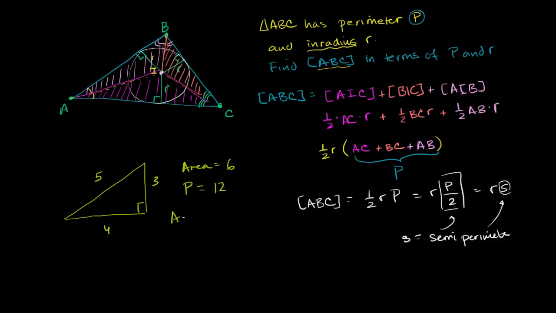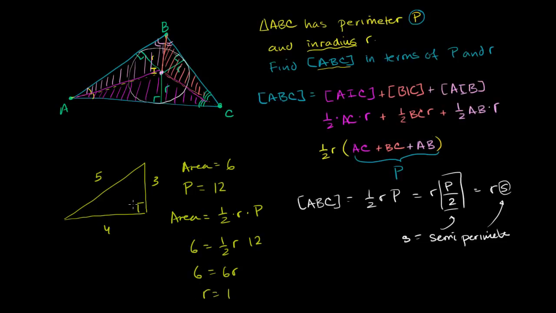So let's write this. Area is equal to 1/2 times the inradius times the perimeter. The area is 6. We have 6 is equal to 1/2 times the inradius times 12. And so in this situation, 1/2 times 12 is just 6. You have 6 is equal to 6r. Divide both sides by 6. You get r is equal to 1.